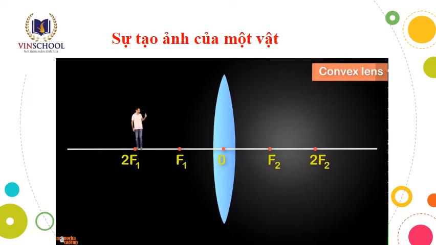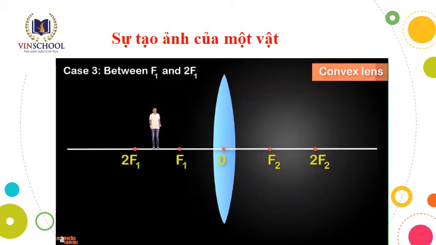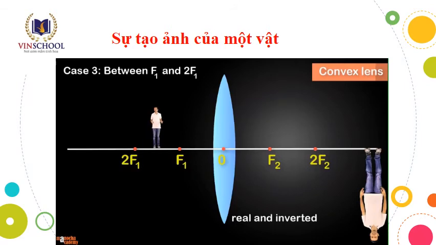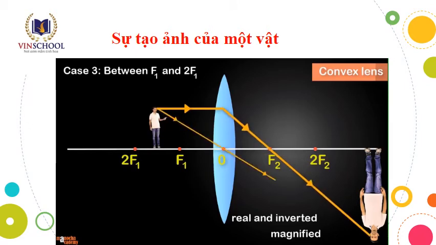Now I'm going to move closer to the lens. So we have our case 3 here, where the object is between F1 and 2F1. I would suggest you to pause the video here, draw the ray diagram and try to find the image yourself. Also write down the properties of the image formed. So what's the nature of the image you got? That's right. The correct answer is it's a real and inverted image that's magnified. Here's the ray diagram, and as you can see, the position of the image is beyond 2F2.